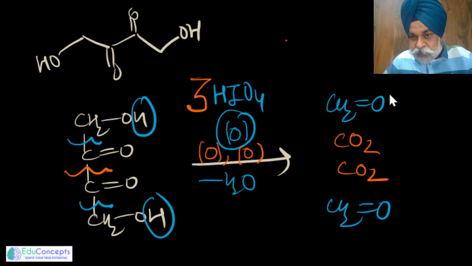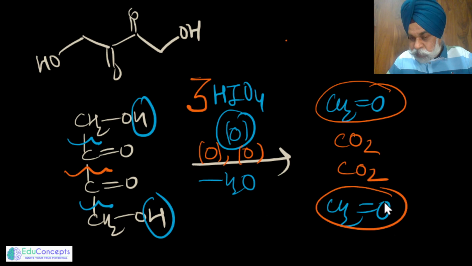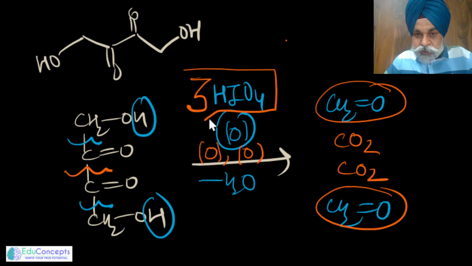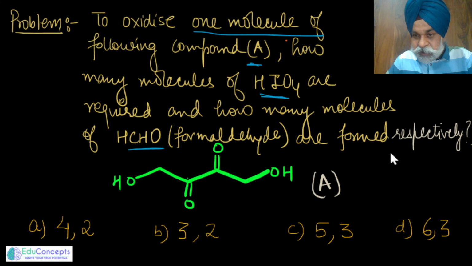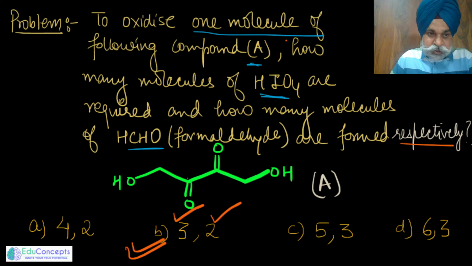So you happen to get 2 formaldehyde being formed in the reaction on the usage of 3 moles of HIO4 with the starting material, if you have taken 1 mole of the starting material. So what answer do we get? They are asking us, respectively, in which order it is to be done. HIO4 used is 3 and formaldehyde being formed is 2. So the answer to this question would be option B.